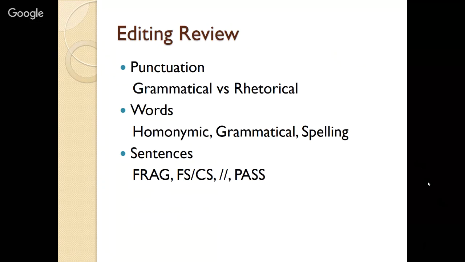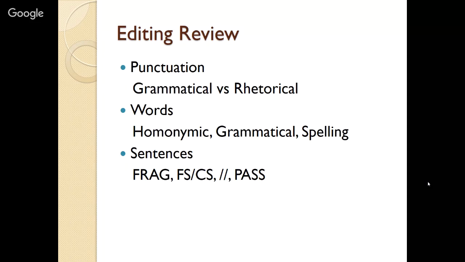So punctuation, we talked about punctuation falling into two categories, which are grammatical and rhetorical. The difference being that grammatical punctuation are those marks that can only be used in one way. And that's because the usage is determined by grammatical rule. So there are correct and incorrect ways of using those marks. Rhetorical punctuation can be used in more than one way because the usage is determined by rhetorical effect. So there isn't a correct or incorrect way of using those marks. There's just least effective and most effective ways of using those marks.